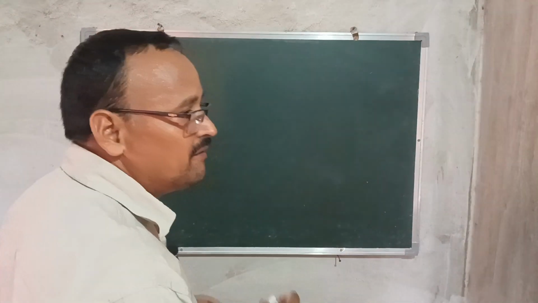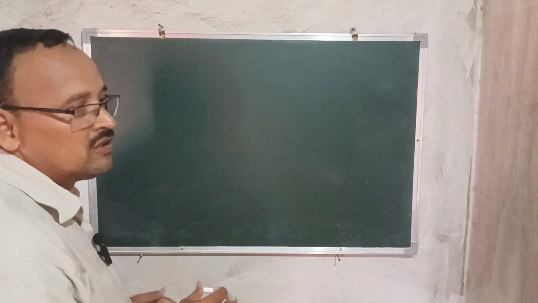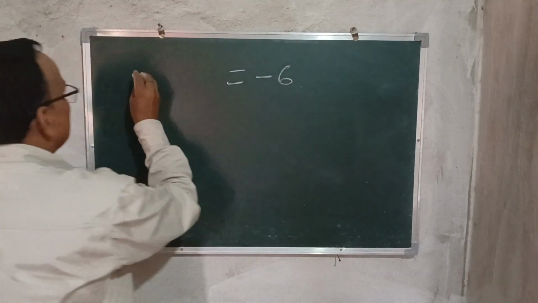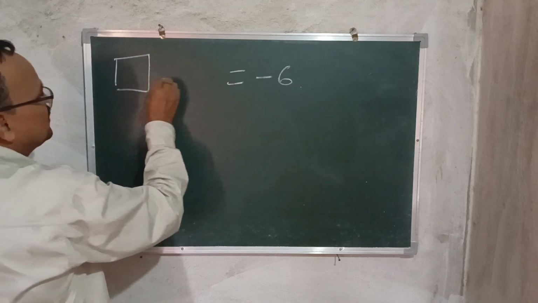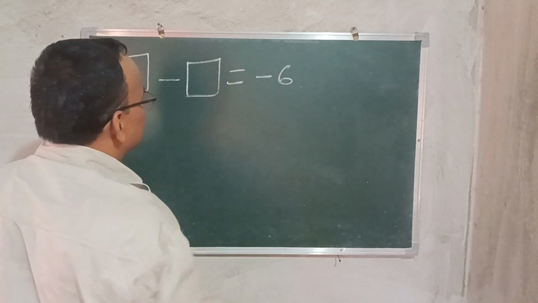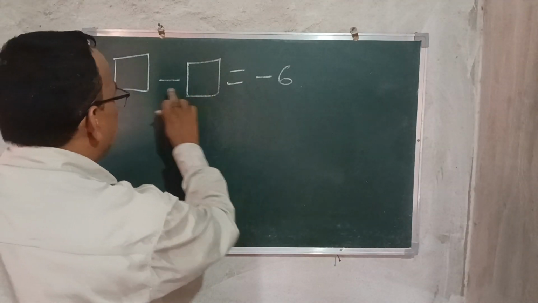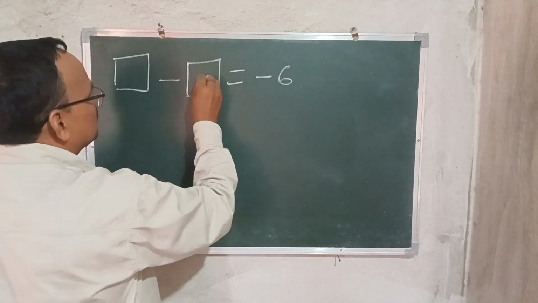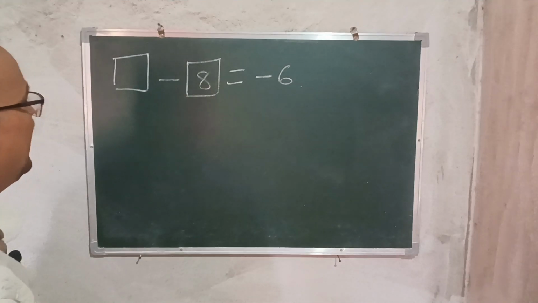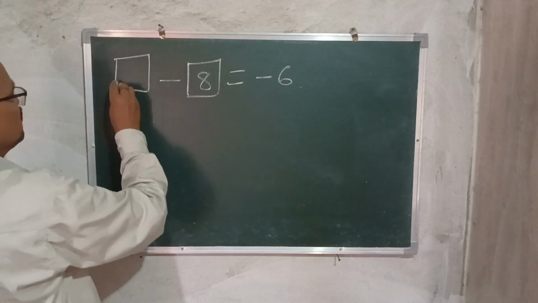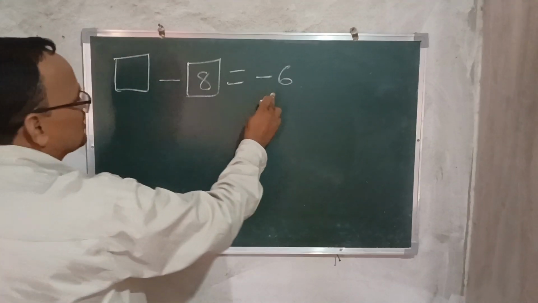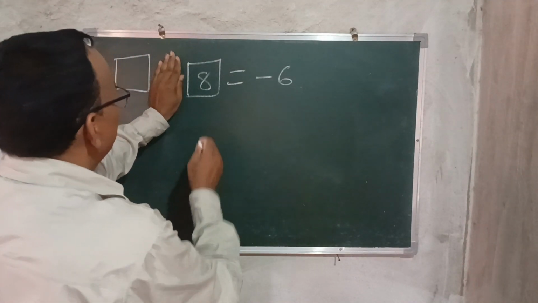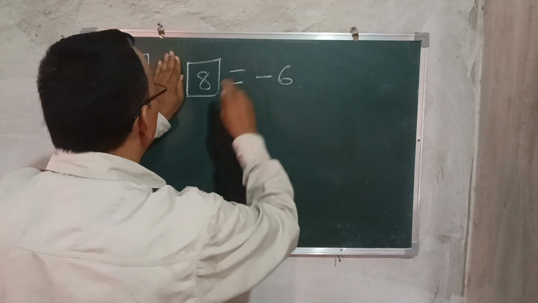Give an example of two integers whose difference is minus 6. Here, after the difference, put a larger number, that is, greater than 6. Suppose we put 8. From which number is 8 subtracted to get minus 6? 8 minus 6 is 2. Put 2 here.